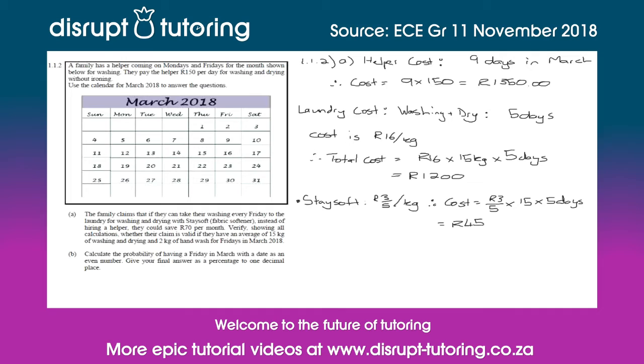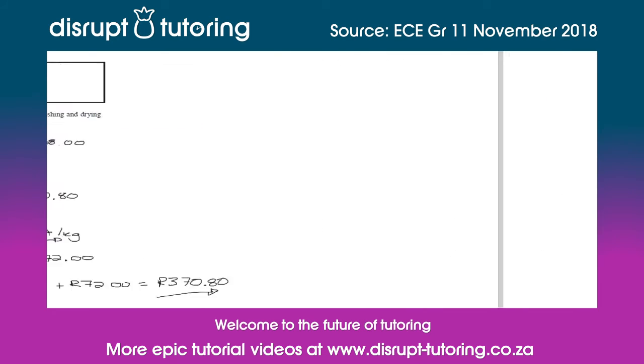So put that in your calculators. 3 over 5 times the 15 kilos times the 5 days comes to 45 Rand. And then finally, we need to calculate how much the hand washing will cost. And remember, for hand washing, there's only 2 kilos that needs to be done. So it's 2 kilos. And again, it's going to be for the 5 Fridays in the month.